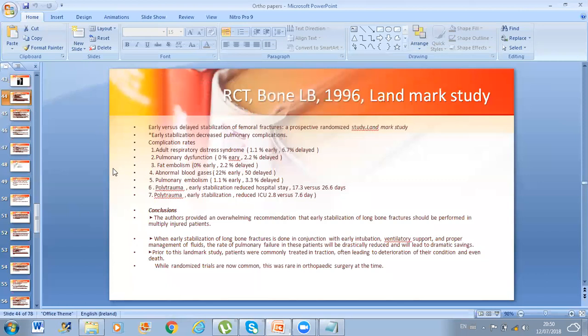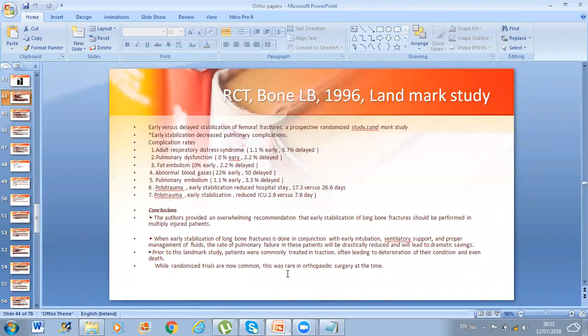The author provided the overwhelming recommendation that early stabilization of long bone fractures should be performed in multiple injury patients. When early stabilization of long bone fracture is done in conjunction with early intubation, ventilatory support, and proper management of fluids, the rate of pulmonary failure in these patients is drastically reduced and will lead to dramatic savings. Prior to this study, patients were treated with traction, often leading to deterioration of their condition and even death.